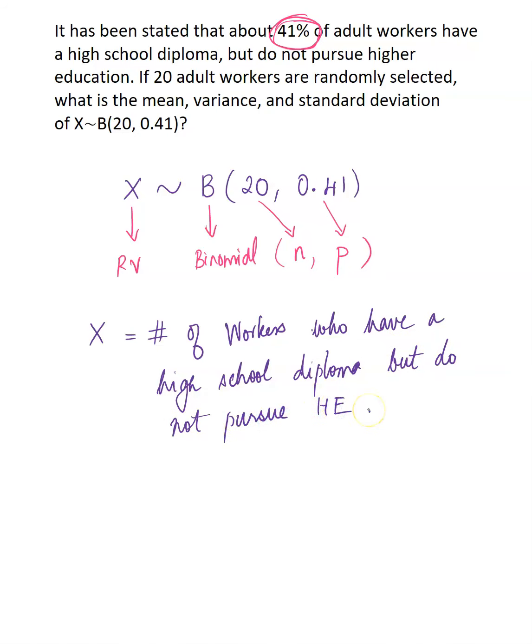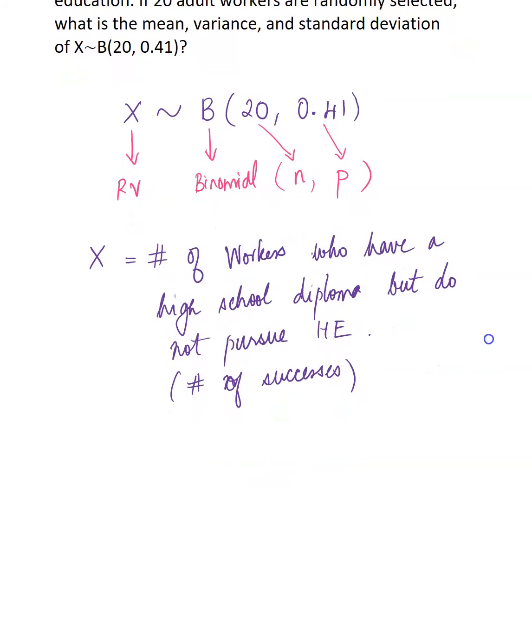Again, remember this is our focus, therefore this actually stands for the number of successes. This is basically the number of successes: the number of workers who have a high school diploma but do not pursue higher education. All right, now life is pretty simple here because it's a binomial.